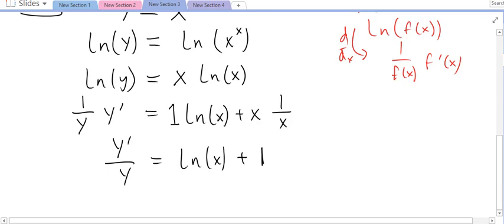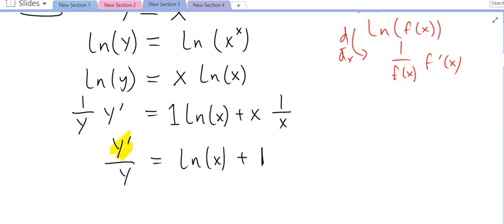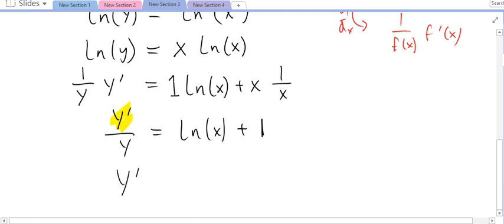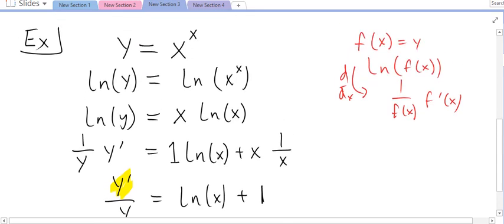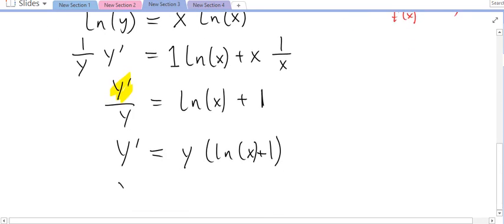So from here, we still haven't solved for it because we always want to figure out what y prime is. So what I'd have to do is multiply both sides by y. So I'd have y times the ln of x plus 1. And from there, we want to make this substitution back in for y. So y was originally x to the x. So our derivative here is x to the x times the natural logarithm of x plus 1.